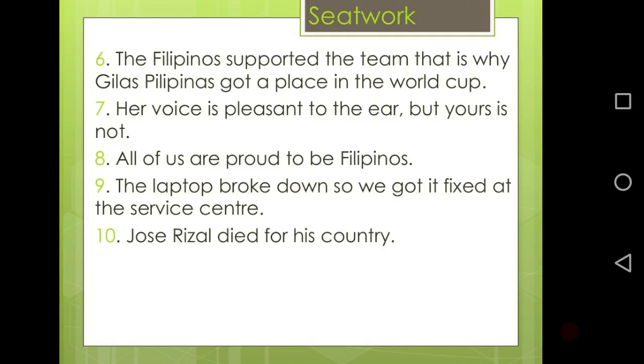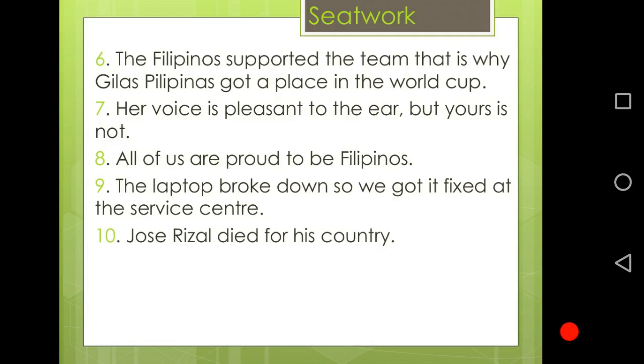Her voice is pleasant to the ear, but yours is not. But here is called the coordinating conjunction, and it talks about opposite ideas, and it joins two independent clauses. So this sentence is called a compound sentence. 8. All of us are proud to be Filipinos. Yeah, easy. All of us is the subject, and are proud to be Filipinos is the predicate. So it is a simple sentence.